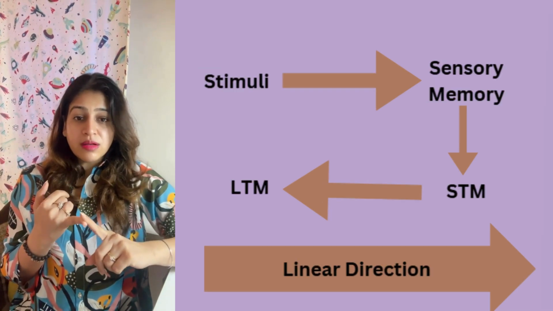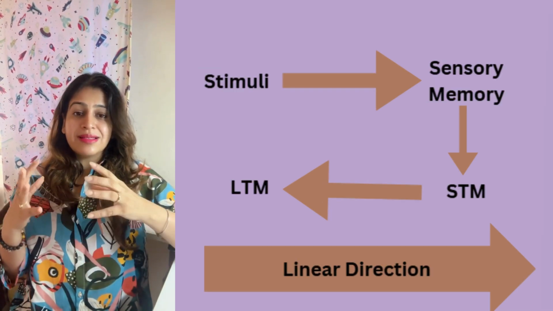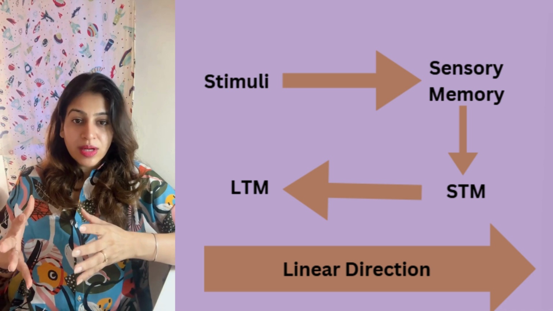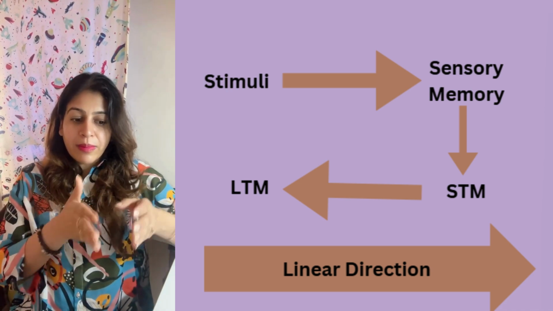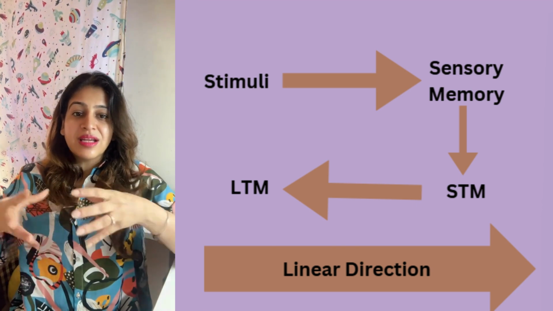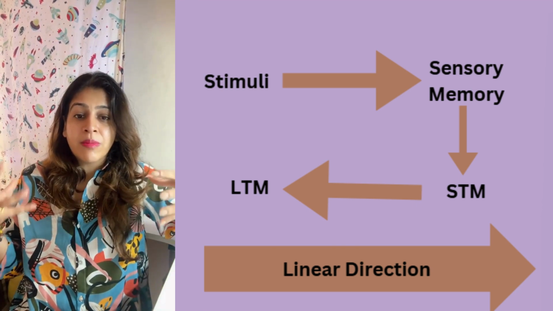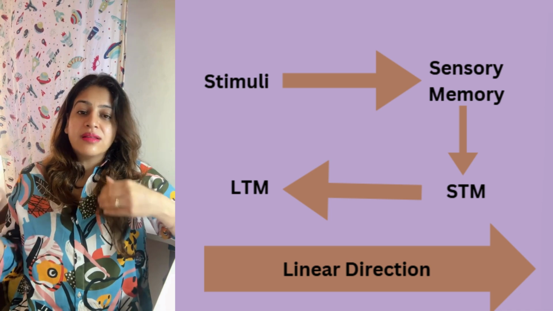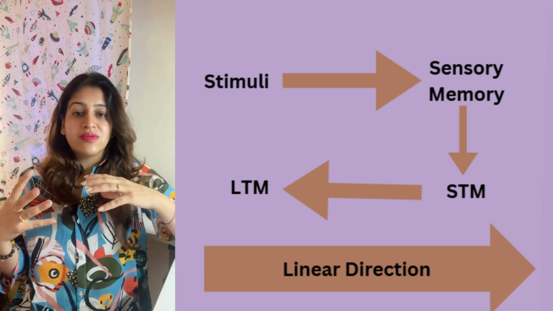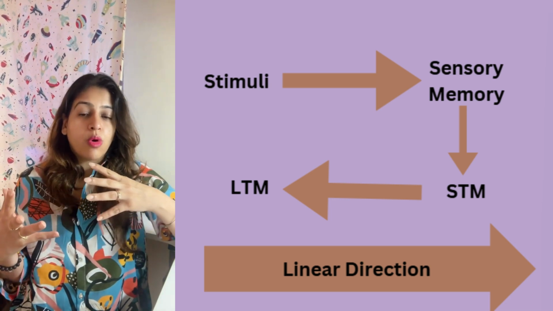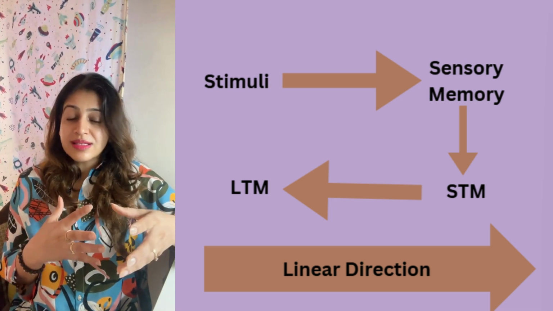Second thing we learnt about in the multi-store memory model is that there are separate units, separate storage spaces: sensory memory, short-term memory and long-term memory. So these are three different boxes, three different memory storages, and this is how the memory moves. Now the working memory model is very different from what we learned in the last class.